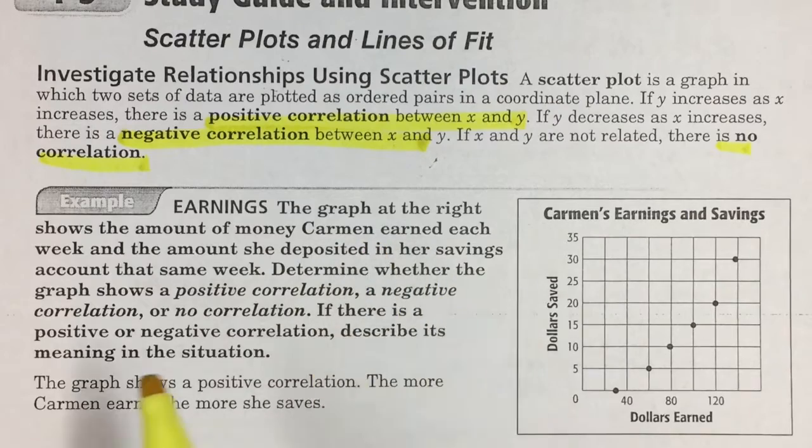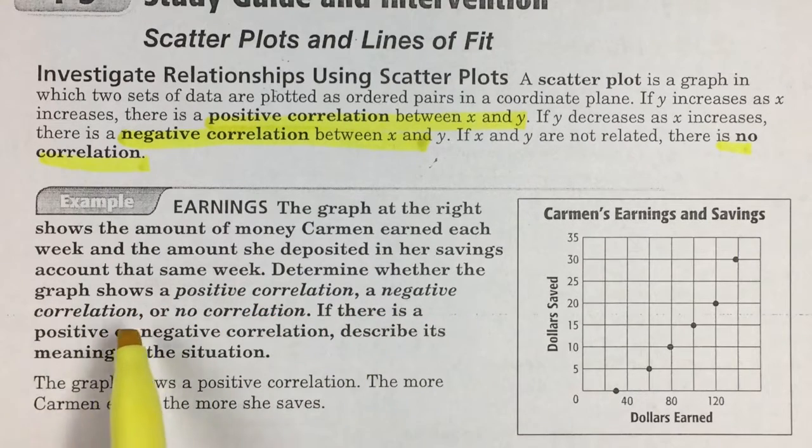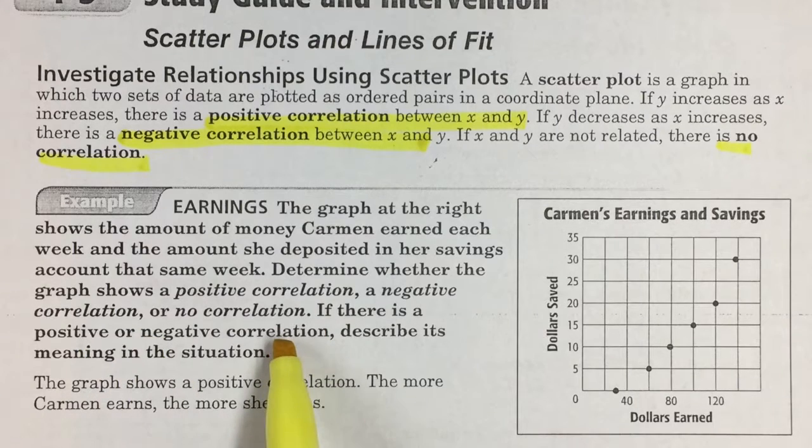Earnings. The graph at the right shows the amount of money Carmen earned each week and the amount she deposited in her savings account that same week. Determine whether the graph shows a positive correlation, negative correlation, or no correlation. If it is a positive or negative correlation, describe its meaning in the situation.